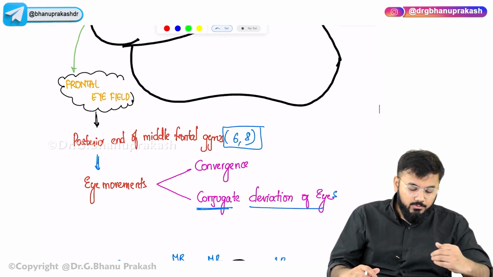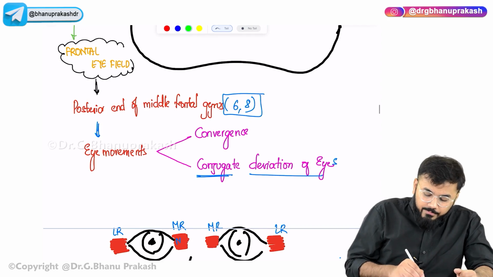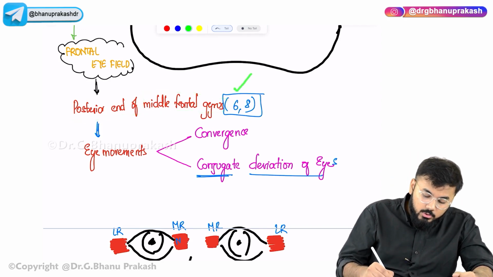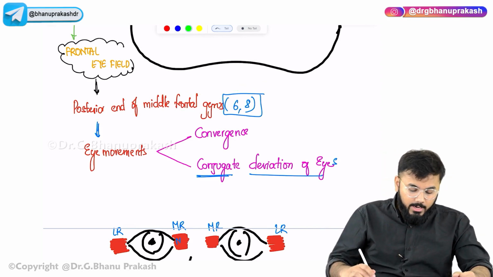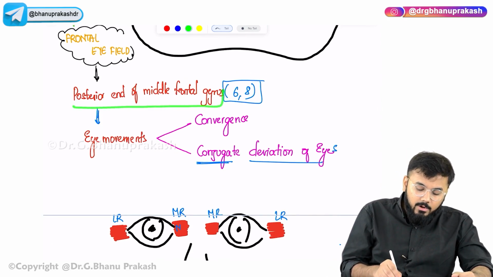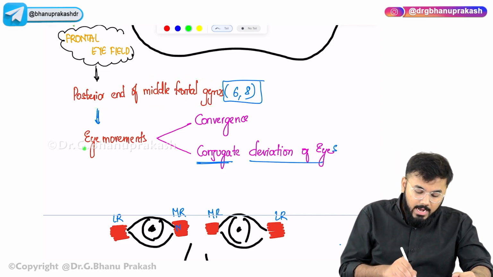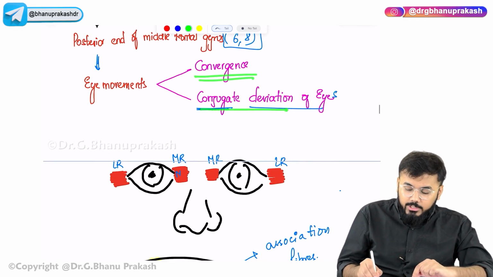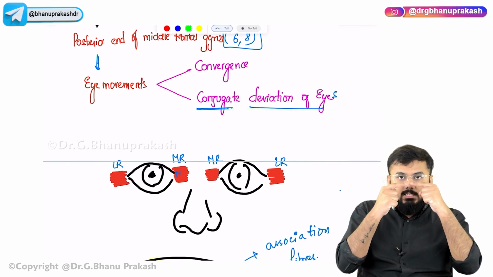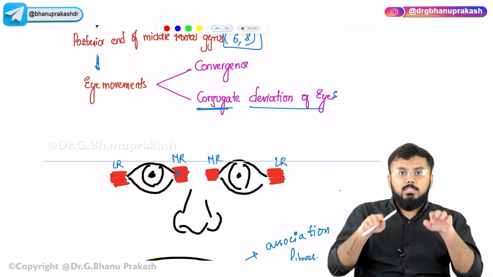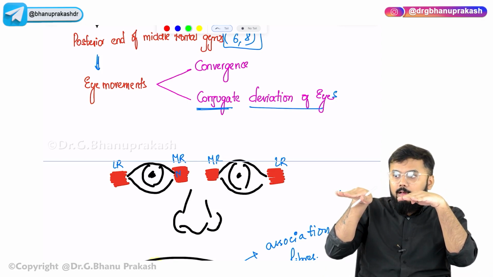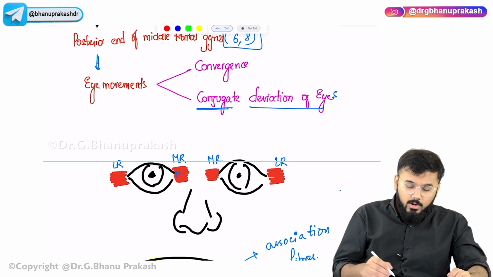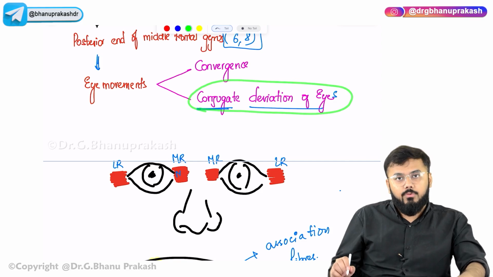What is this field called? Frontal eye field. Where is this located? This is the posterior part of the middle frontal gyrus. So even this has got 6 and 8. Right? Now what is this posterior end of the middle frontal gyrus responsible for? Eye movements. Two eye movements: one is convergence, another one is conjugate deviation of the eyes. Convergence is this one. Conjugate deviation is when you are looking laterally, to the left or to the right. This is called conjugate deviation of your eyes.